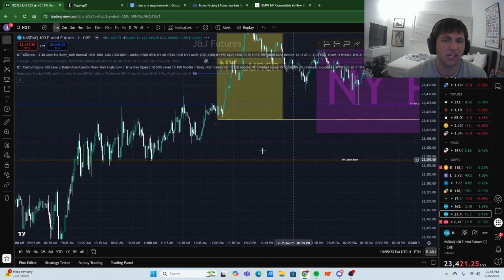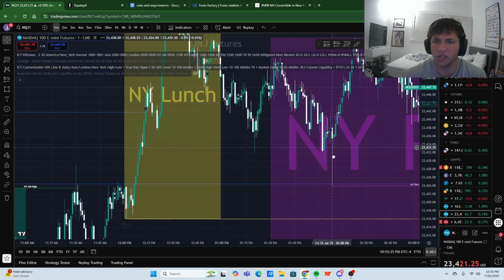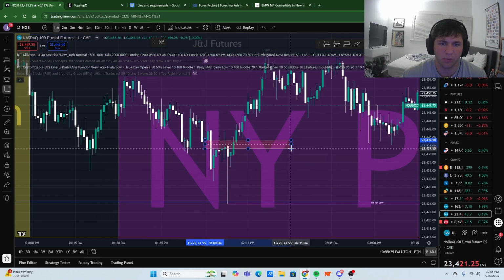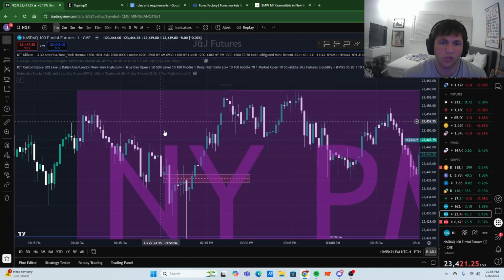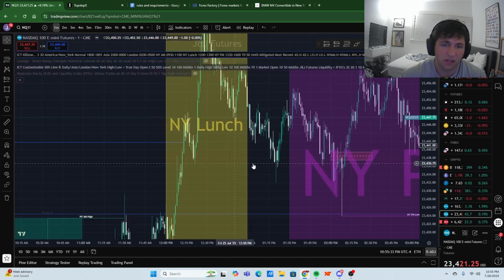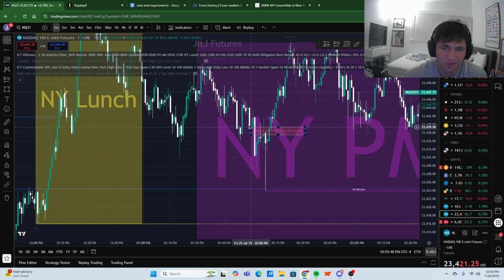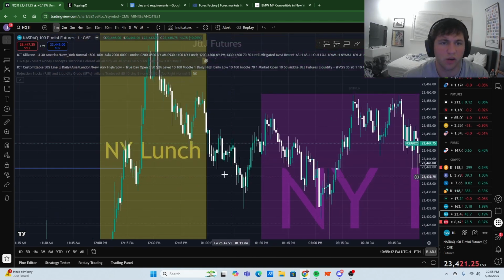You don't just take any inverse fair value gap that you see. For example, this is technically an inverse fair value gap right here, and it works beautifully. But would I take it? Probably not. We're not sweeping any significant liquidity. We have a 1 minute low and stuff like that. Maybe if there was an SMT here. But that's just not how I like to trade inverse fair value gaps.